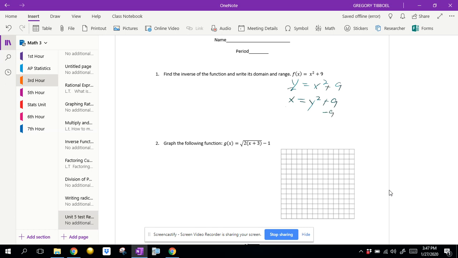So first I subtract 9. It's gonna give me x minus 9 equals y squared, and I'm gonna square root both sides. These cancel out, so we end up with y equals square root of x minus 9. Finally, we take that and write f inverse of x.